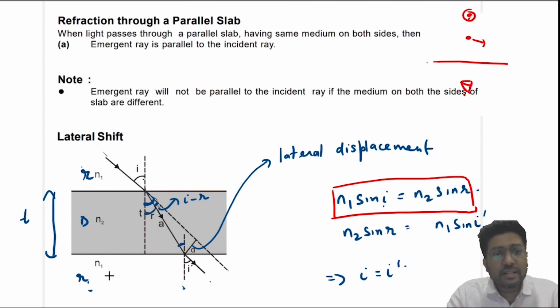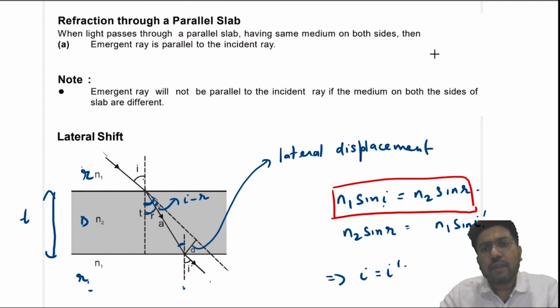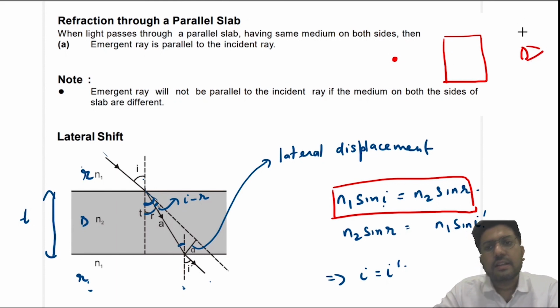Similarly, if there are two interfaces, then also there will be a shift. So we need to find the shift in image due to a glass slab. That means, if this is the glass slab and this is the position of the object and you are watching it from here, then at what position will you find the image? Suppose this is the object, this is the image.